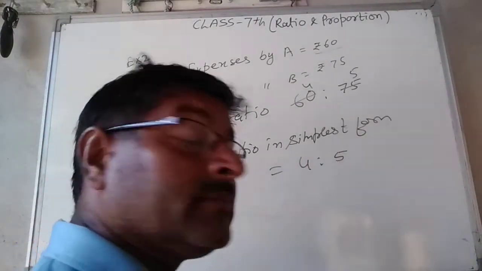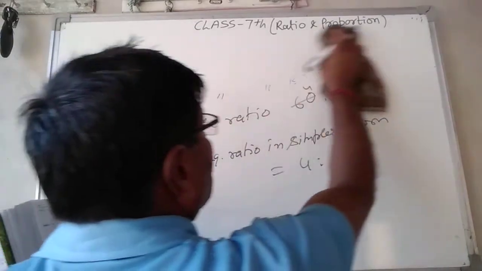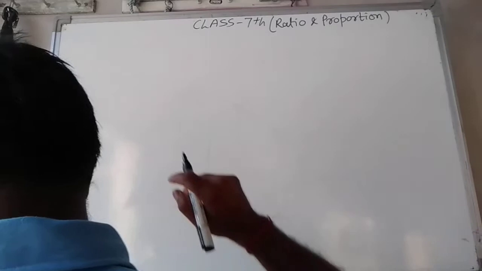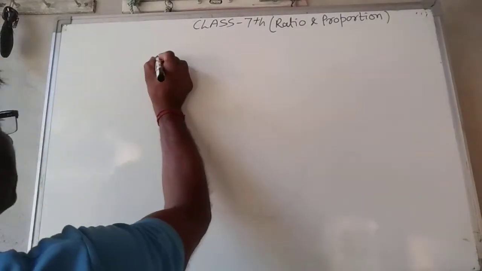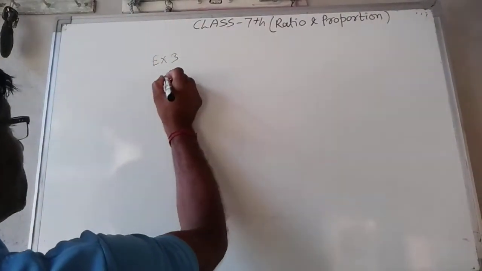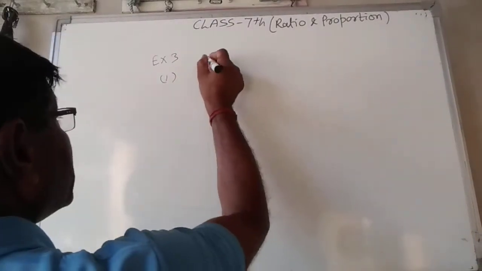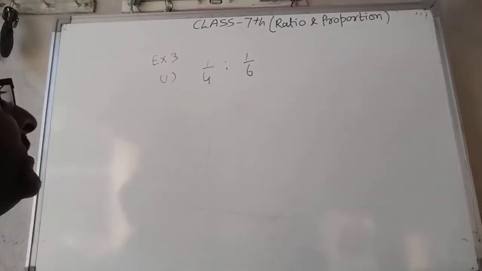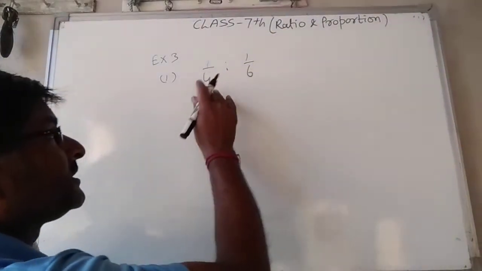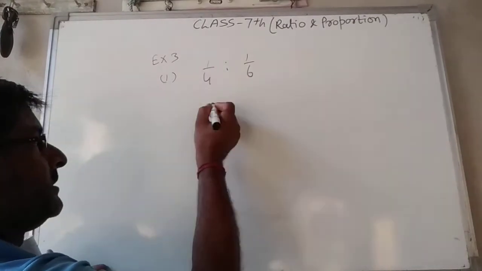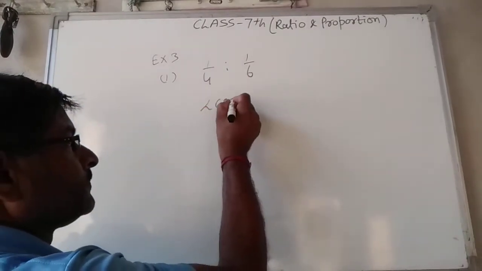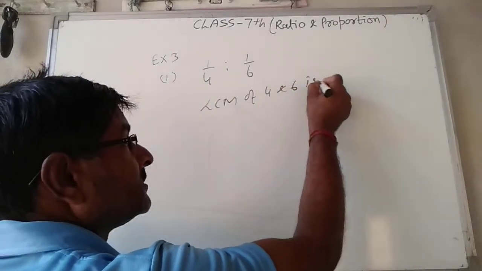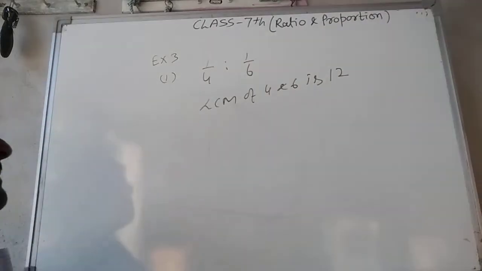Next, example number 3. Different types of ratios of numbers. In example 3, there are 3 parts. First part: 1/4 ratio 1/6, and we have to express it in the simplest form. So how to express it in the simplest form? You take the LCM of the denominators 4 and 6, which is 12. You know very well how to find the LCM.